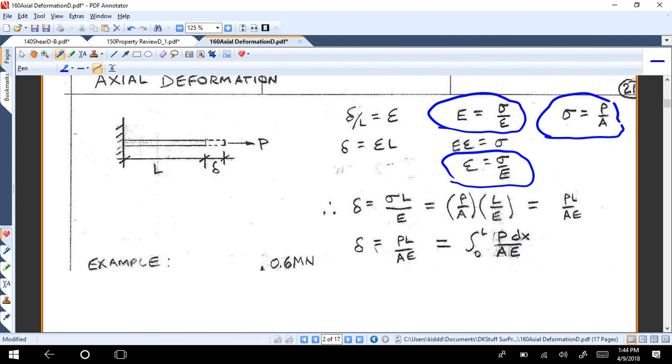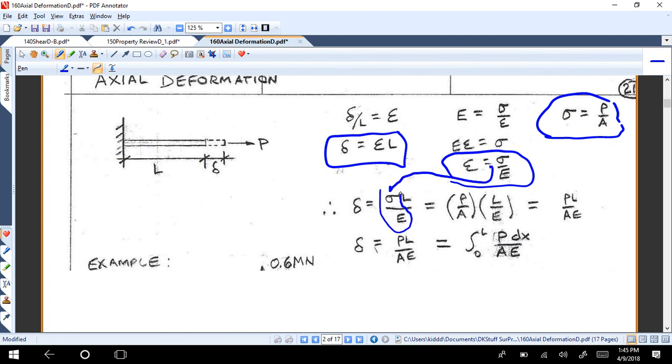And then we had delta over L is epsilon. So delta, the deformation, is the strain, epsilon, times the length. So when we get into those three forms of those equations that I've circled, we can put them together. Because delta is epsilon times L. Well, what epsilon is sigma, the stress, over E. So the strain is sigma over E, so that goes in there. And then what sigma is P over A. So you can put P over A in for sigma, combine all that stuff, and you get delta is PL over AE.